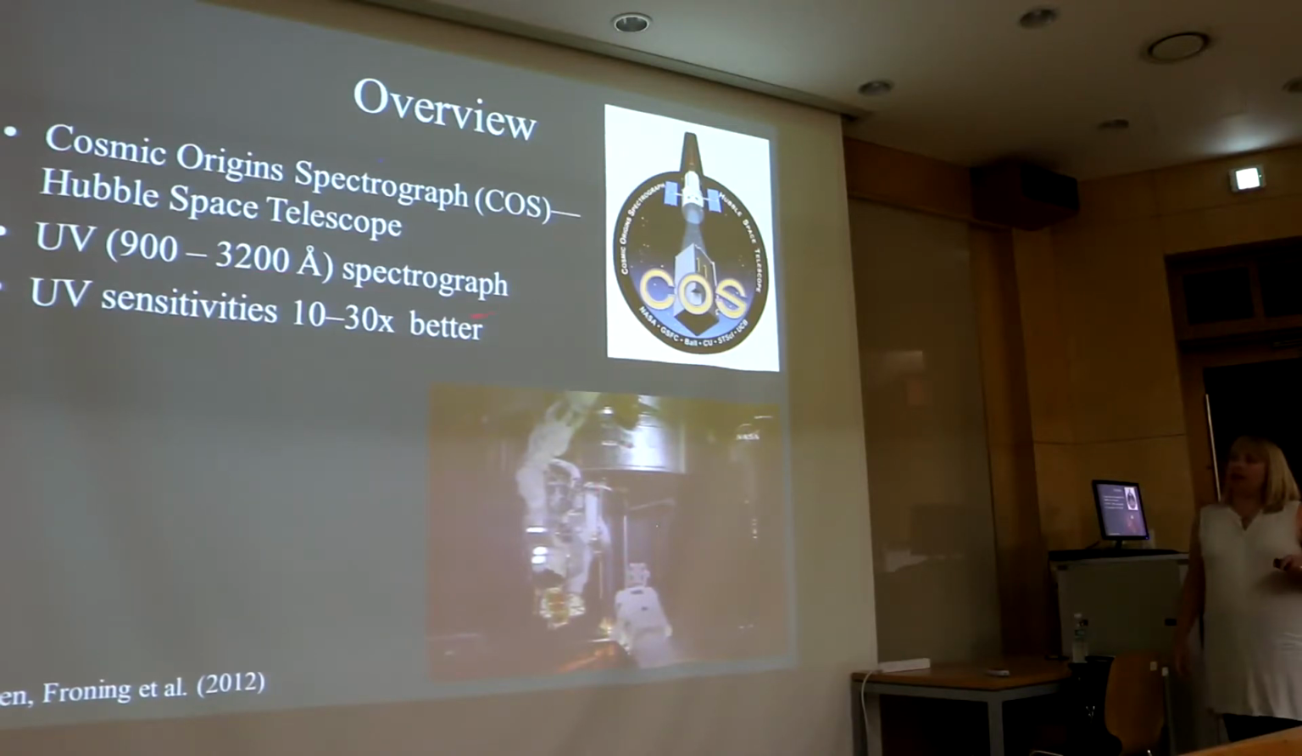The Cosmic Origins Spectrograph is a spectrograph, and it covers the ultraviolet. What's important about COS is that it's much more sensitive. It's a factor of 10 to 30 times more sensitive than any ultraviolet spectrograph that we've flown before. And I'll show you in a slide or two how we made it more sensitive.